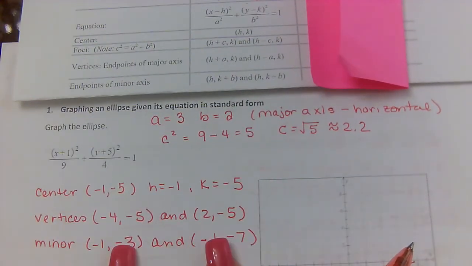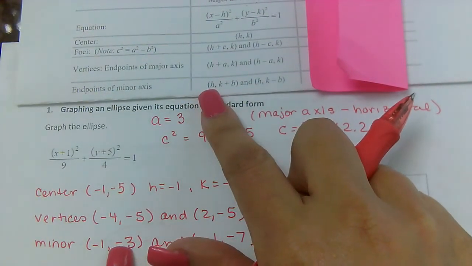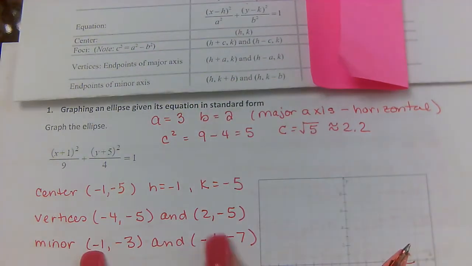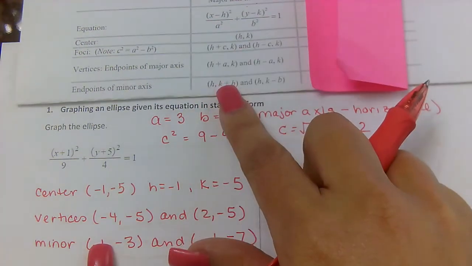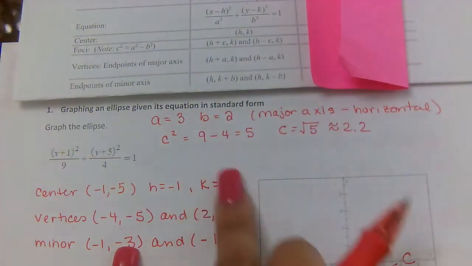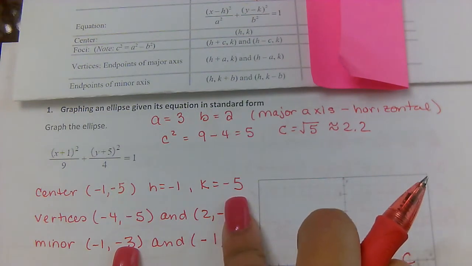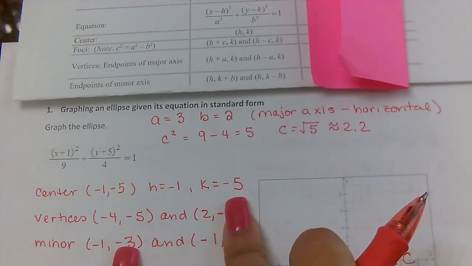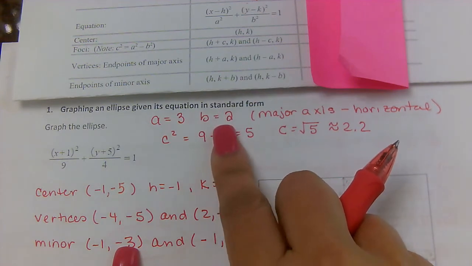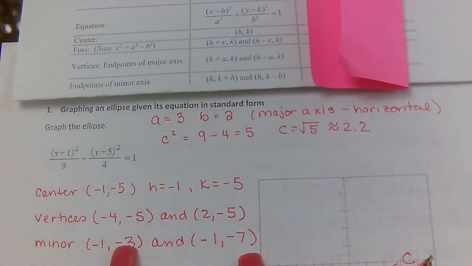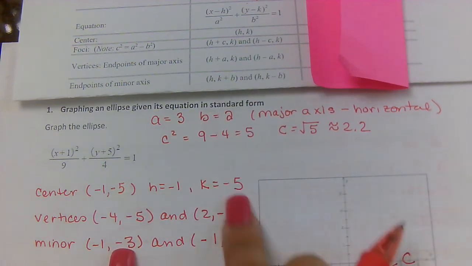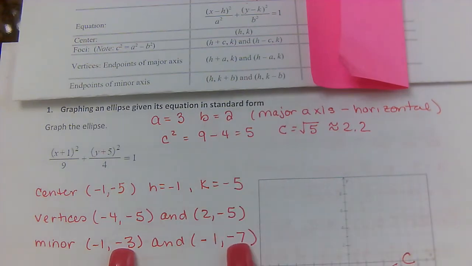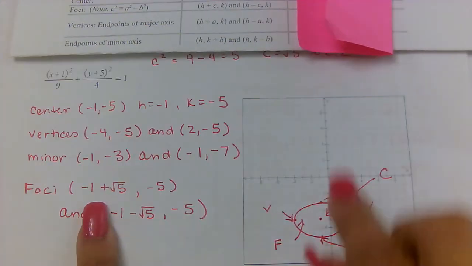Okay. For my minor axis here, I'm using h, which is negative 1 on both of these parts, and then this part here will be k, which is negative 5, plus b, and then minus b. So negative 5 plus 2, which will give me a negative 3, and negative 5 minus 2, which is negative 7.